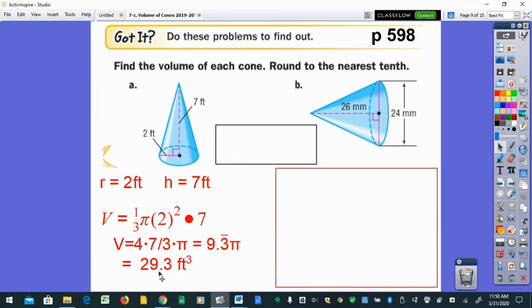It's about 29.3. Don't forget your units of feet, and since it's volume, it should be a 3. Area is square area, and straight units, like measuring your height, would be an exponent of 1. But when you're finding volume, you need to have a 3 up there. Okay, let's take a look over here.